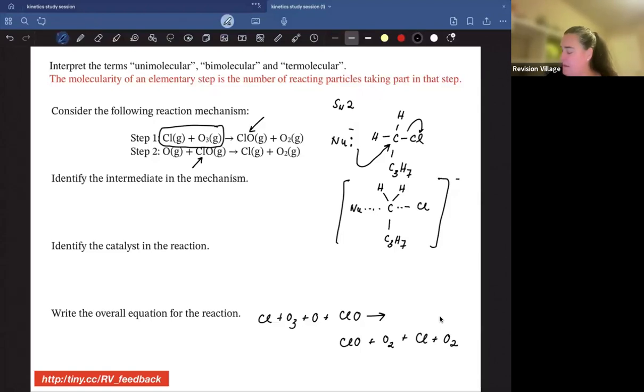And another oxygen. I think I added those right. So I added up all of the things on the left and all of the things on the right. And I noticed, just like in math class, there's some things that cancel out. The first thing that I noticed that cancels out is the ClO. And the second thing I noticed that cancels out is the Cl. And so this overall reaction is that ozone and oxygen come together to make two O2s.